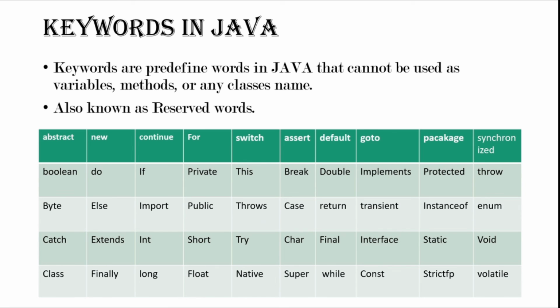Keywords in Java. Keywords are predefined words in Java that cannot be used as variable, method, or class names. We cannot use these names as a variable or class. These words are known as reserved words. They are reserved for Java. We cannot use them as a variable or other name. These are abstract, new, if, try, catch, sort, float, int, static, and so on. We will use these words in our later programming.